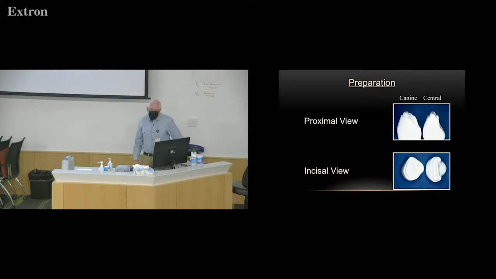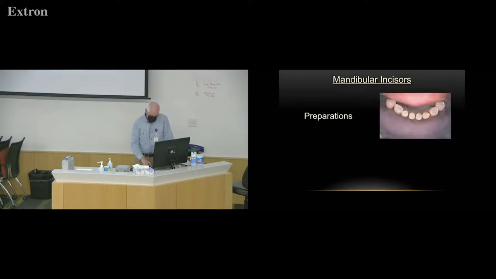So you haven't cut crown preparations yet, but this is what crown preparations look like, but it's just a little mini crown preparation. We don't want to remove any more tooth structure than we need to, but we want it to be strong and long-lasting. This is a case I did where I had to lengthen the lower incisors because they were all worn down. So this is what the preparations look like on natural teeth.